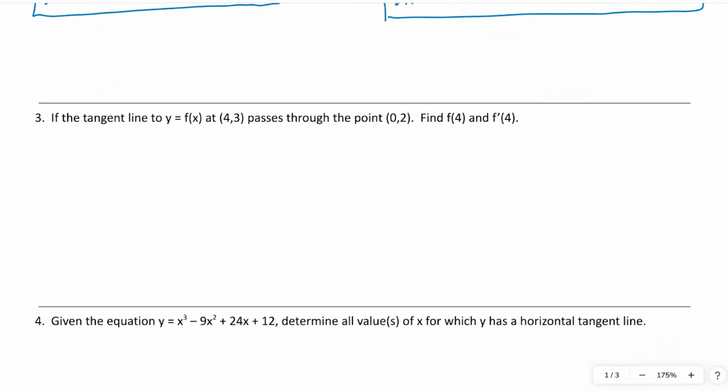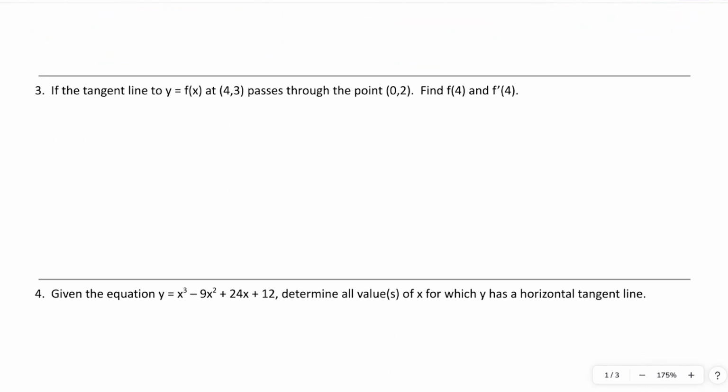Number 3, if the tangent line to this function at 4, 3 passes through the point 0, 2, we want to find the value of the function at 4 and the value of the slope at 4. So if the line is tangent to this function at 4, 3, that means 4, 3 is a point on the graph. So f of 4 is 3. You don't really have to do any calculations there. You just have to understand what the question's saying.